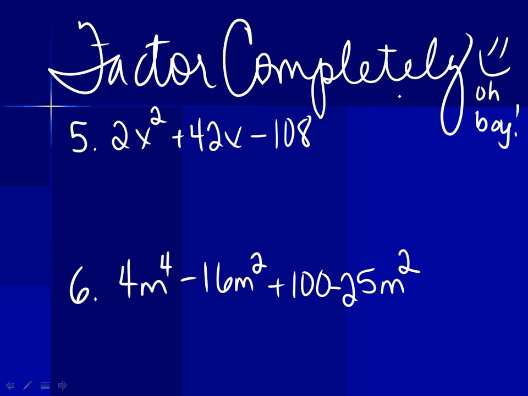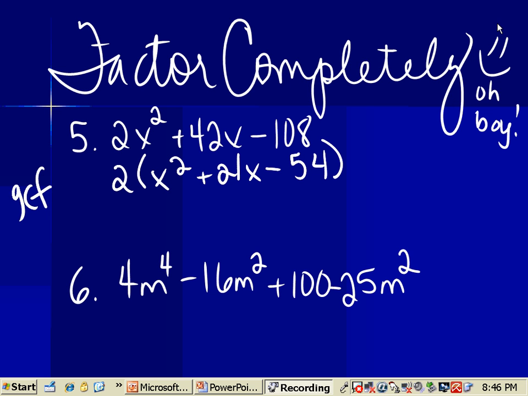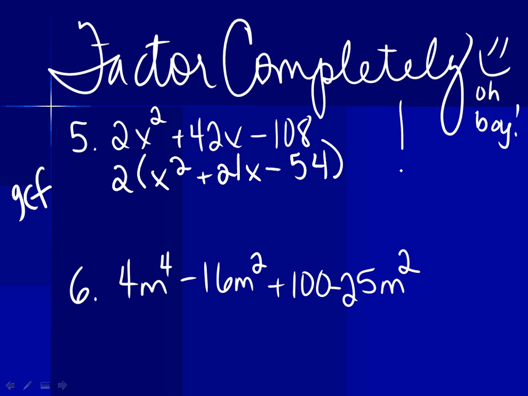All right, so the first step I always try is GCF. When I do GCF, I look, they all have a 2 in common, so the first thing I'm going to do is factor out a 2. That leaves me with 2 and then x squared plus 21x minus 54. Okay, so now I need to multiply to get 54 and add to get 21. You can make a chart to decide, because I really don't know it off the top of my head.